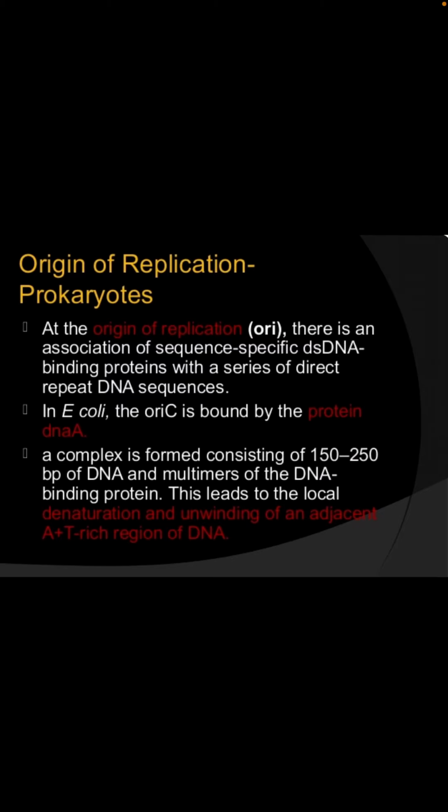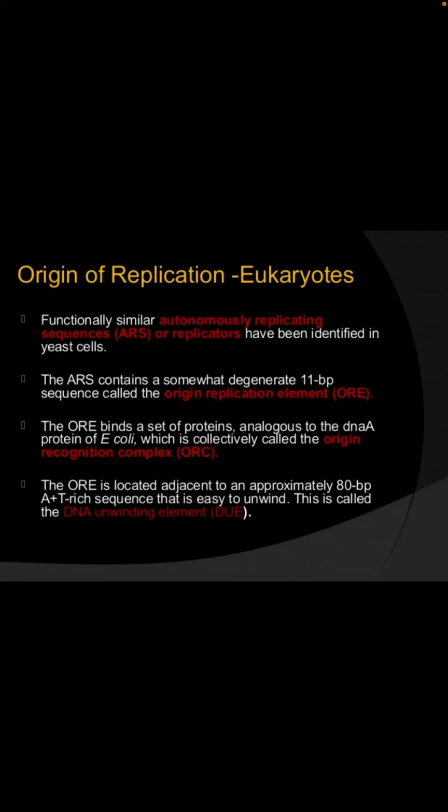But there are different sequences present in case of eukaryotes other than AT rich regions. These are called autonomously replicating sequences or replicators. For example, in yeast cells, the ARS contains a somewhat degenerate 11 base pair sequence called the origin replication element. Now we are talking about eukaryotes in yeast cells. The ORE binds a set of proteins analogous to the DnaA protein of E. coli, which is collectively called the origin recognition complex.